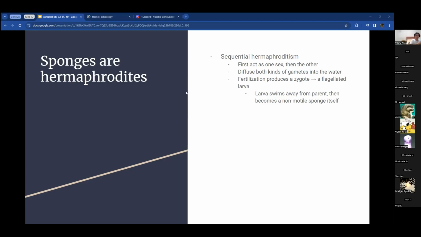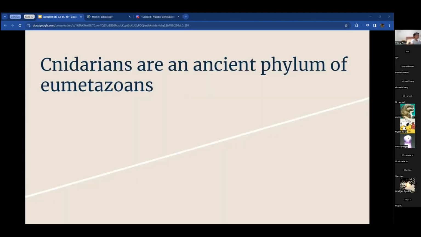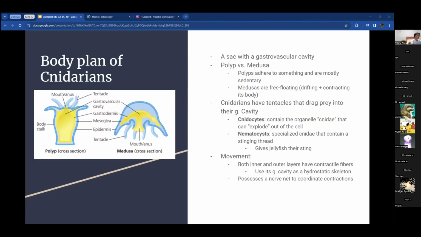Sponges are non-motile. I hope I don't have to clarify that. They find somewhere and anchor down, but their zygote, their larva, is actually flagellated. It can move around, find a new place to settle, and then once it matures, it, like its parents, becomes sedentary. So, cnidarians. These are the jellyfish.